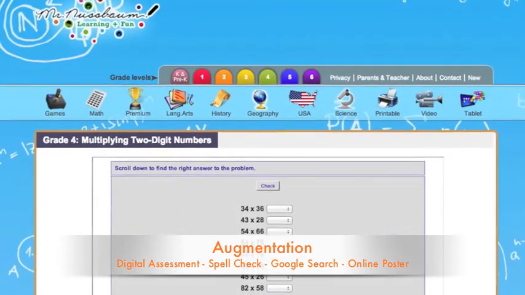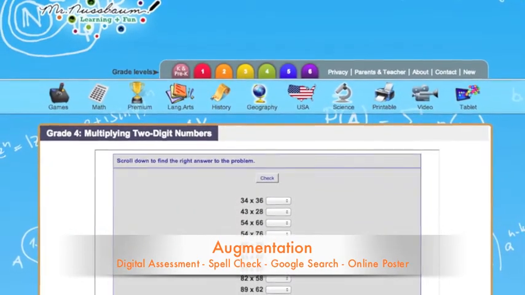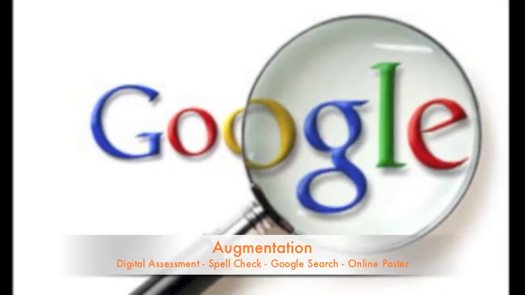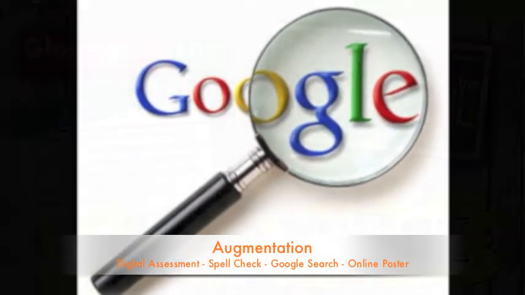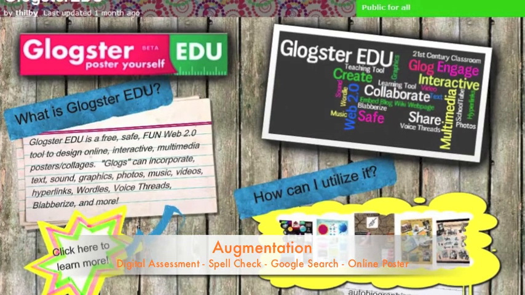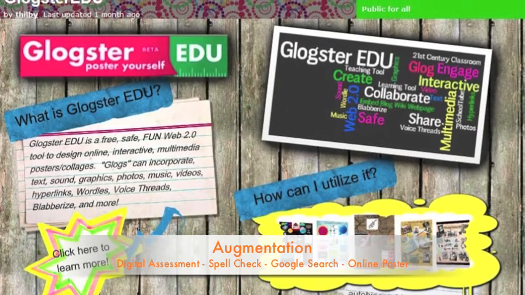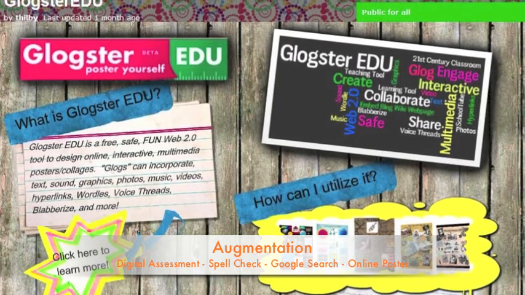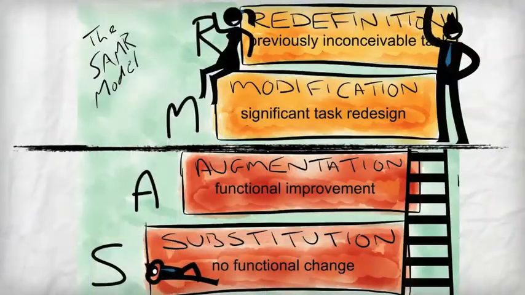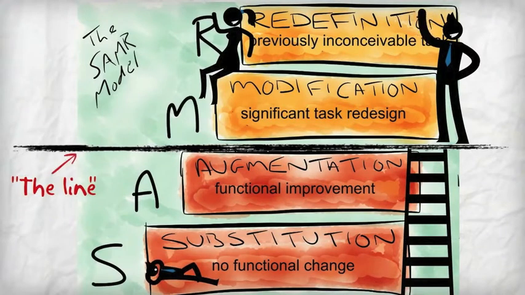Other examples of tasks at this level might include taking advantage of spell check, Google for research, or making a digital poster with links and images. Again, the fundamental tasks are the same, but now we are incorporating some different features technology offers to make them better. So, are we ready to cross the line? Let's start doing different things instead of the same thing differently. Let's start modifying learning, not just tasks.